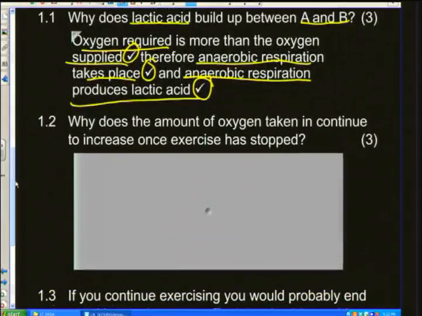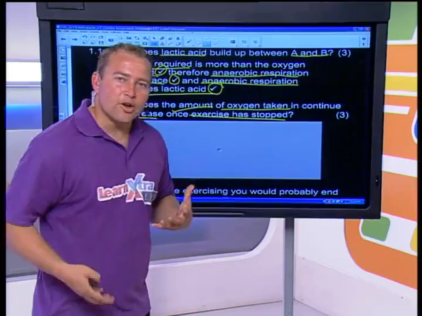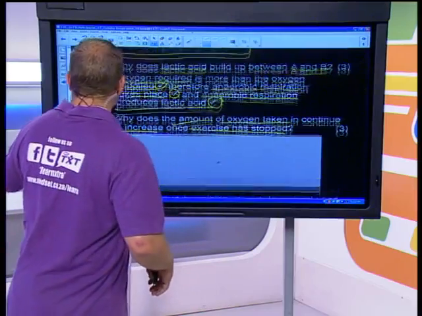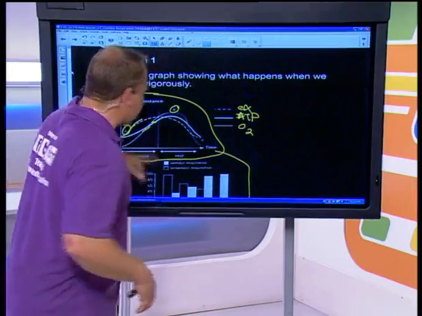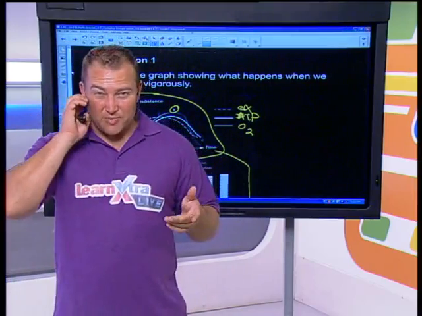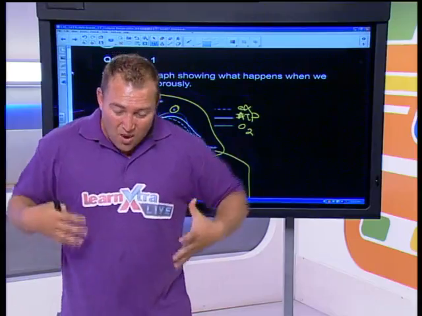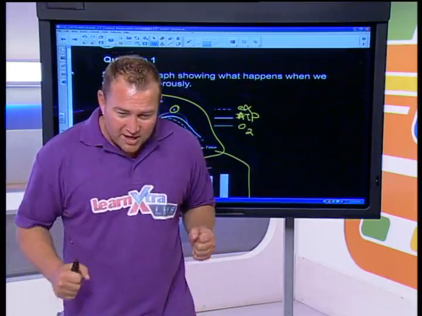Okay, if we have a look at the next one. Why does the amount of oxygen taken in increase once the exercise has stopped? So why do you carry on breathing? The whole point of this is, why is it that when you finish exercising, say you run a 100-meter sprint, and when you finish, why don't you just stand normally?